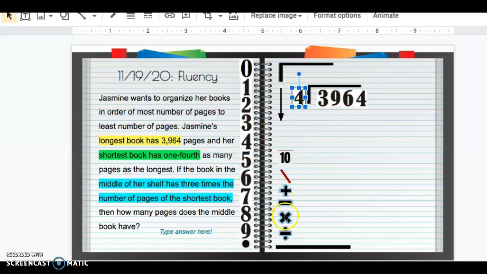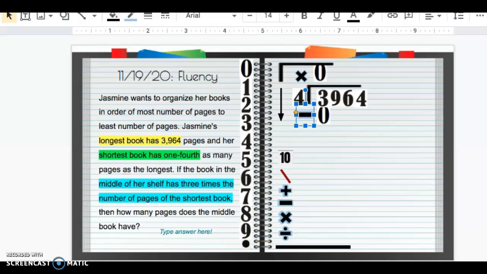So I have to ask myself now, how many times does 4 go into 3? 4 can't go into 3, so it's 0. So I put my 0, and then I subtract. So I do 3 minus 0, which is 3. Okay, so now I have to bring down the 9. Can't forget to do that. So I bring down my 9.